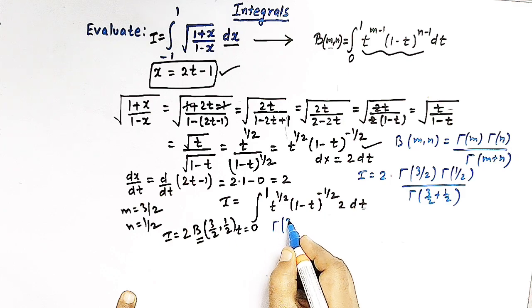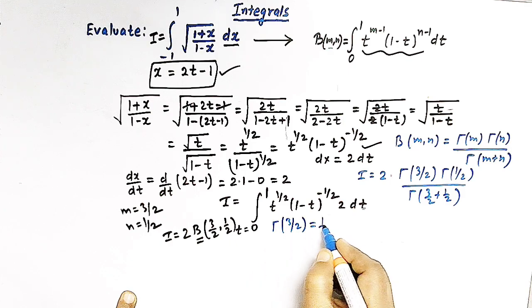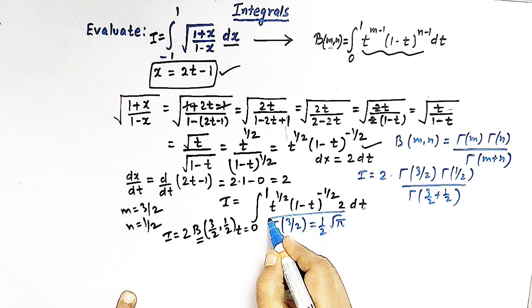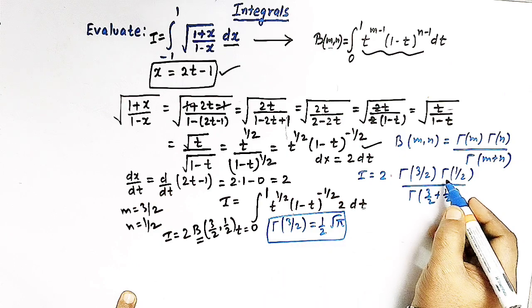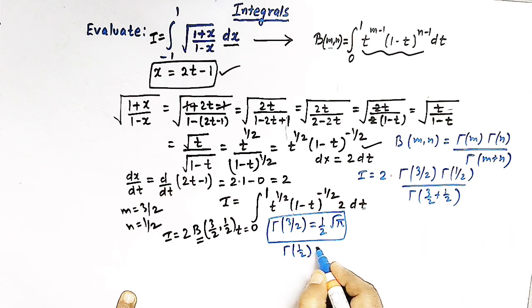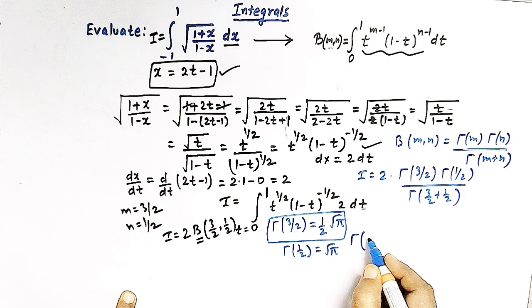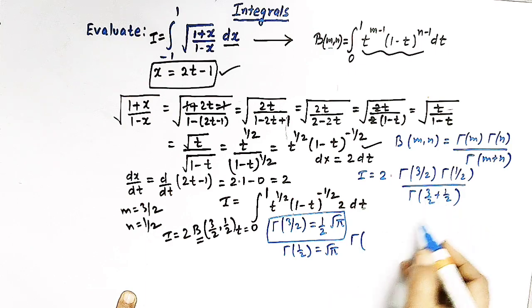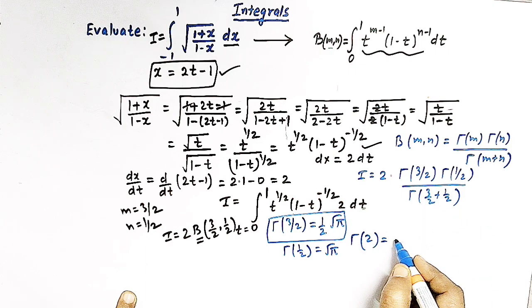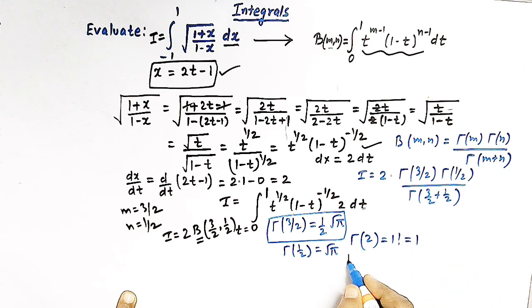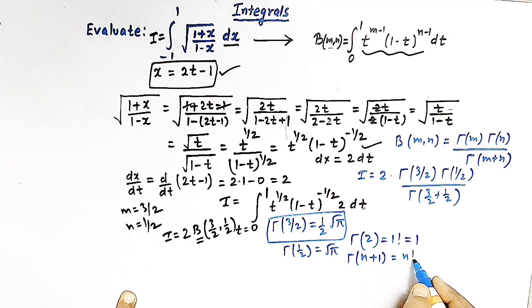Now gamma 3 by 2 can be written as half times square root of pi, right? So this is the value of gamma 3 by 2, and gamma half is equal to square root of pi. And here we have gamma 3 by 2 plus half, that is 3 plus 1, 4 over 2, that is 2, and gamma 2 is equal to 1 factorial, that is equal to 1. So here we have used this result, that is gamma n plus 1 is equal to n factorial.